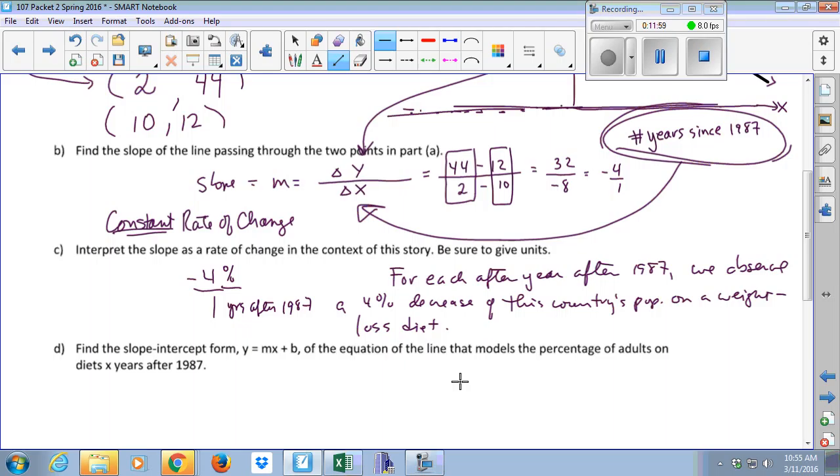Okay. All right. So the next thing we want to do is we want to find the equation for a line that contains those 2 points. Okay, we want to find an equation for the line that contains those 2 points. So those 2 points, 2 and 44 and 10 and 12, would be what we call solutions. Each of these 2 points are solutions to that equation, to whatever equation we come up with.